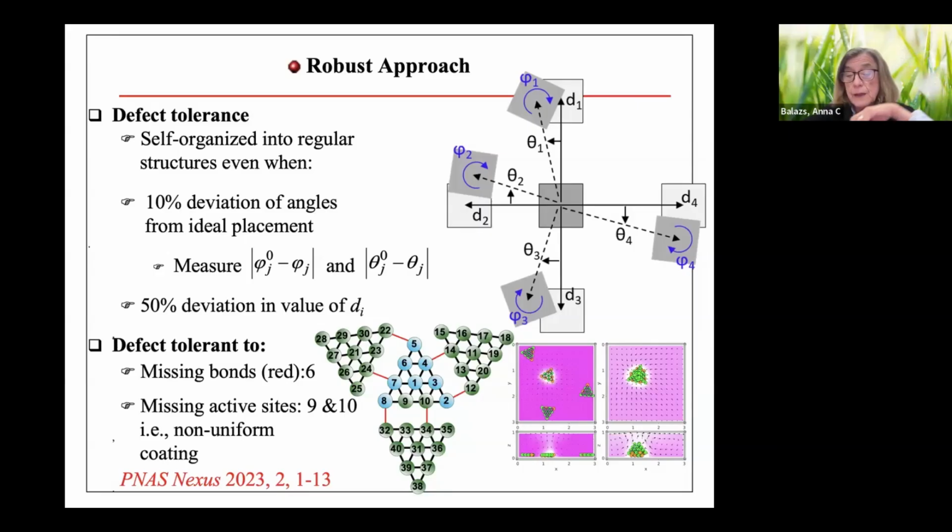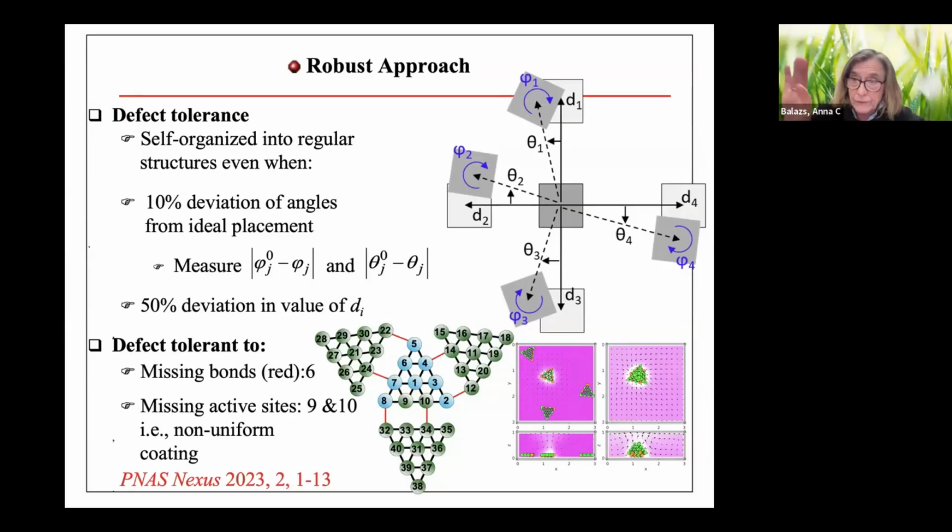And then we also said, well, what happens if I take out some of the bonds or I take out some of the catalytic sites? And so normally, if it was a perfect system, there would be 12 red bonds between the catalyst sites, which are in blue, and the inactive sites, which are in green.